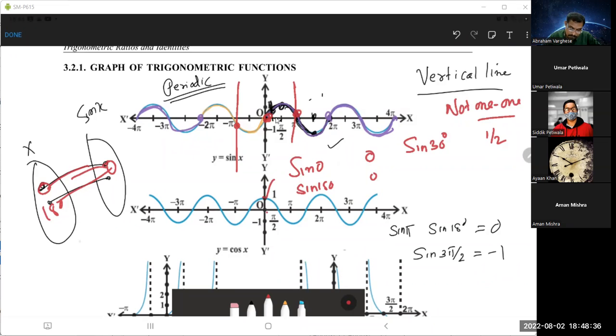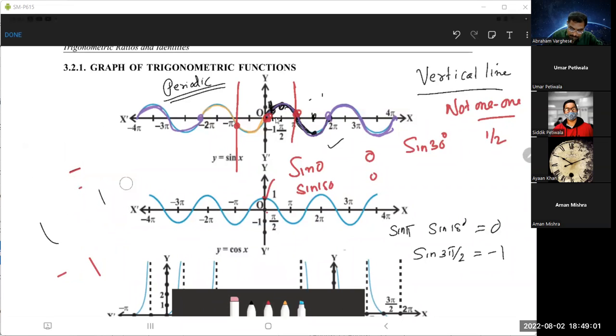But in the first quadrant, what will happen? The sin value increases from 0 to 1. The cos value decreases from 1 to 0. So that observation should be noted, because that is important. So I make the last point. Remaining we can continue in the next class. This is a very important one.